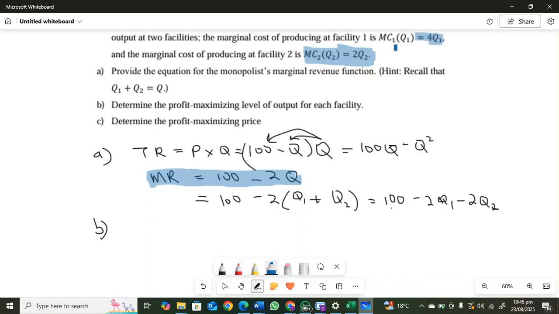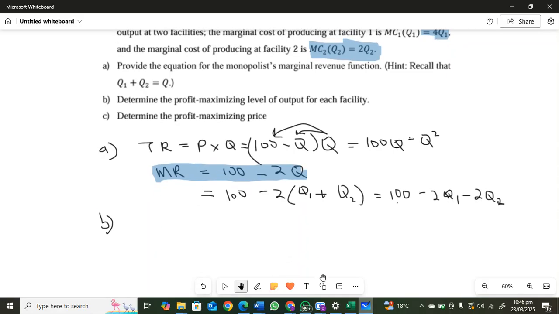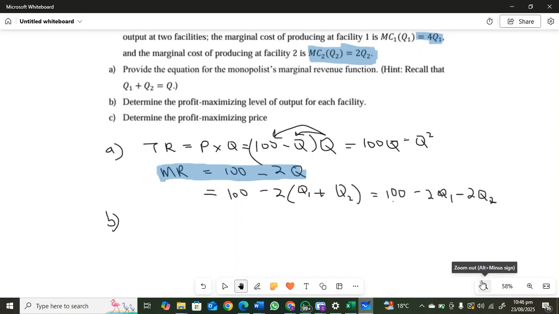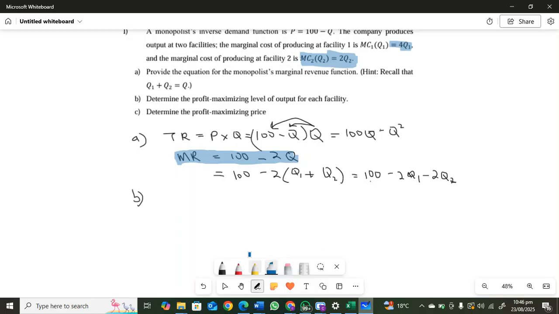They've already derived the cost functions for us. Okay. MC1(Q1) equals 4Q1. MC2(Q2) equals 2Q2. So as I said, when you're dealing with two cost functions, whether they are identical or not identical, first things first, equate the marginal cost functions so that you can express Q1 in terms of Q2, or you can express Q2 in terms of Q1. So let's equate the marginal cost for the first firm to the marginal cost for the second firm. For the first firm it is 4Q1. For the second firm it is 2Q2.